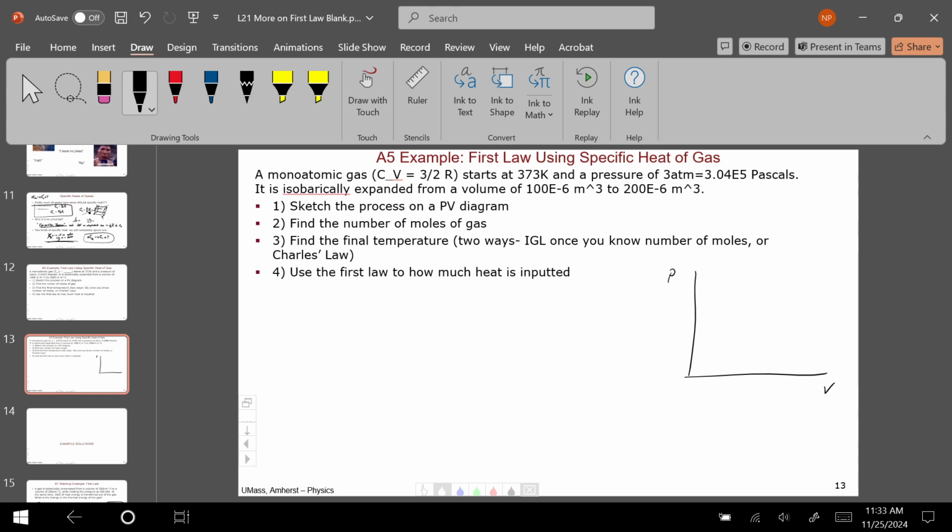So on a PV diagram, an isobaric expansion, so that occurs at constant pressure, and it goes from a smaller volume to a bigger volume. Okay, so this is what the process looks like.